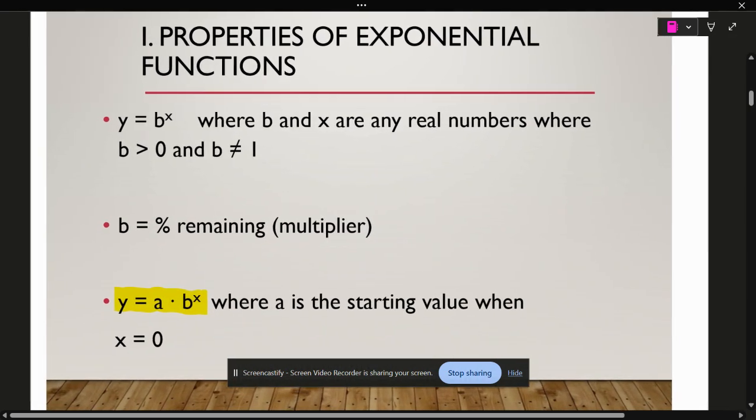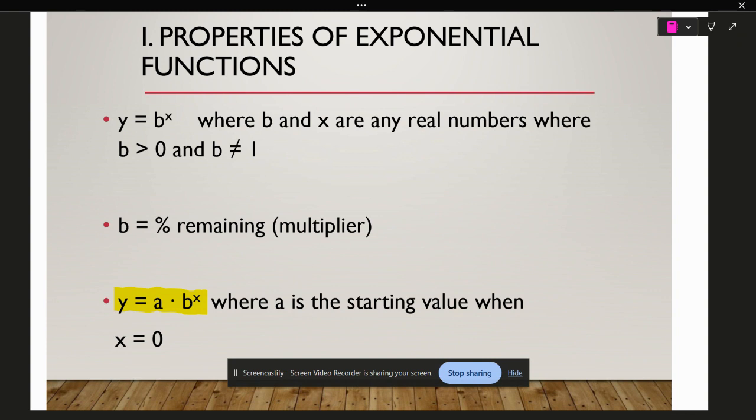Properties of exponential functions. The big thing that you have to realize is with an exponential, it's not necessarily that you're just multiplying, but you're multiplying by the same number consistently over time. There's 2 different formulas. The one that I've highlighted there, y is equal to a times b to the x, is the main one that we're going to work with. I think it's the better one of the 2.